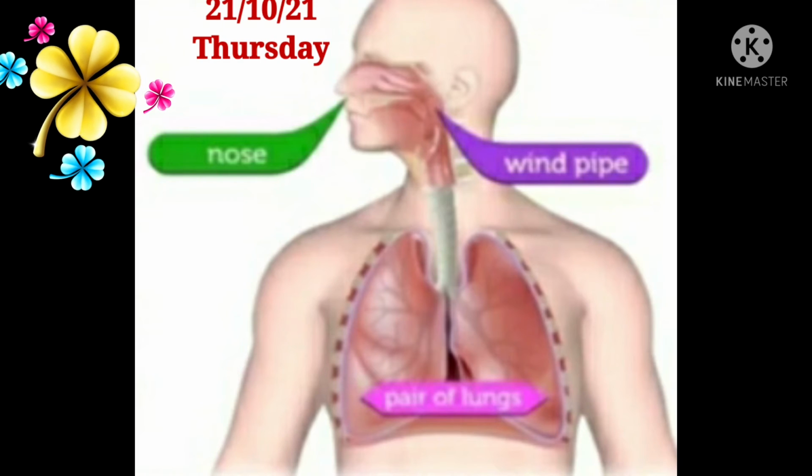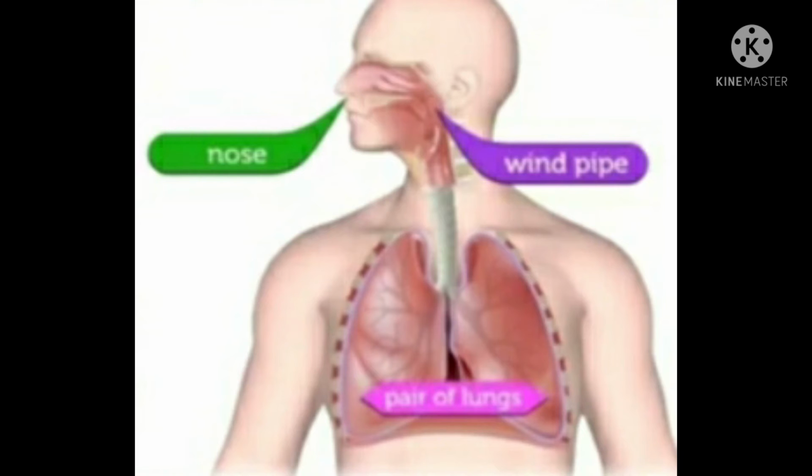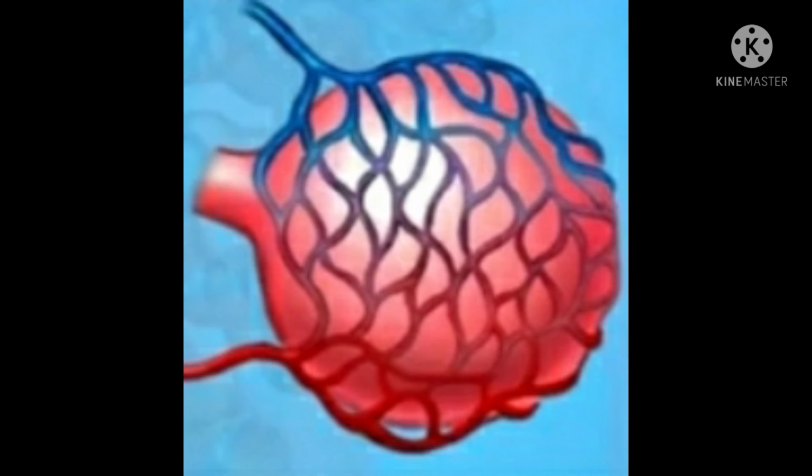So dear children, students, it's activity time for you. All must draw the respiratory system in your notebook neatly and label the nose, windpipe, and pair of lungs. Okay students, today's topic question for you. Look at the picture and say which blood vessels are covering our lungs. Say the answer within 1 hour to my personal WhatsApp.